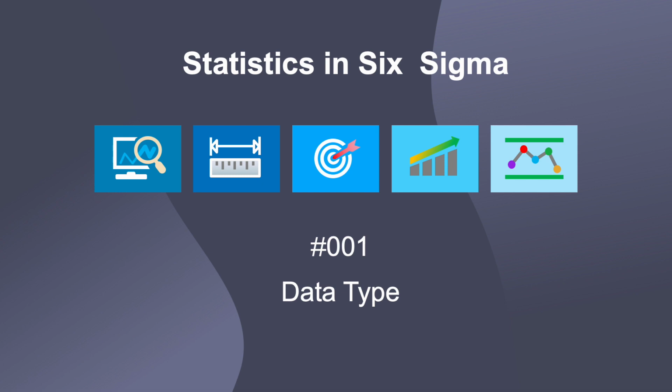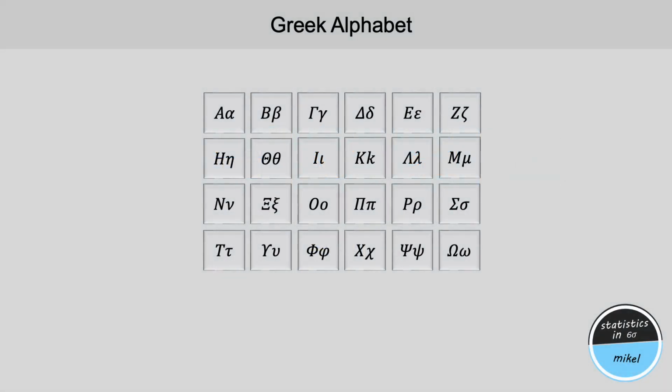So, what is Six Sigma? First, Sigma is a Greek letter, and there are 24 Greek letters in total. Sigma is the first, and most of the other letters will also be used throughout this series. Six Sigma denotes a level of quality.